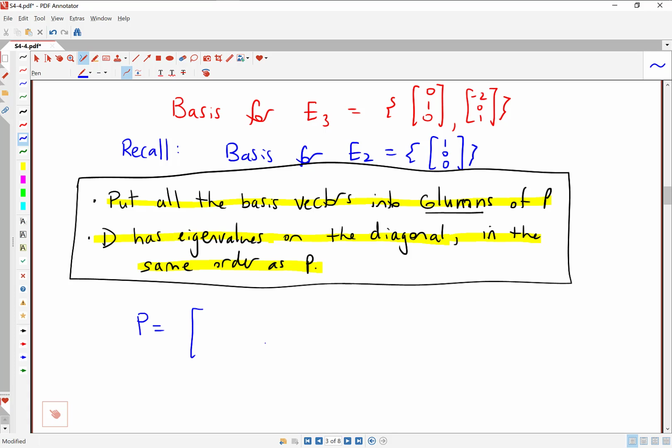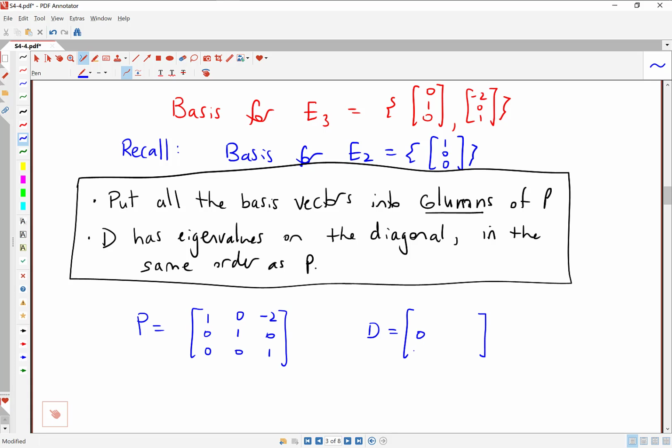Okay, so building our matrix P. First, I'll just grab the basis vectors and write them down in the order that we found them in. So we found (1, 0, 0) first. Then we did the basis for E3, which was (0, 1, 0) and (-2, 0, 1). So there's our matrix P, and technically the question is answered. But just for the sake of discussion, I'll show you the diagonal matrix D that gets produced.